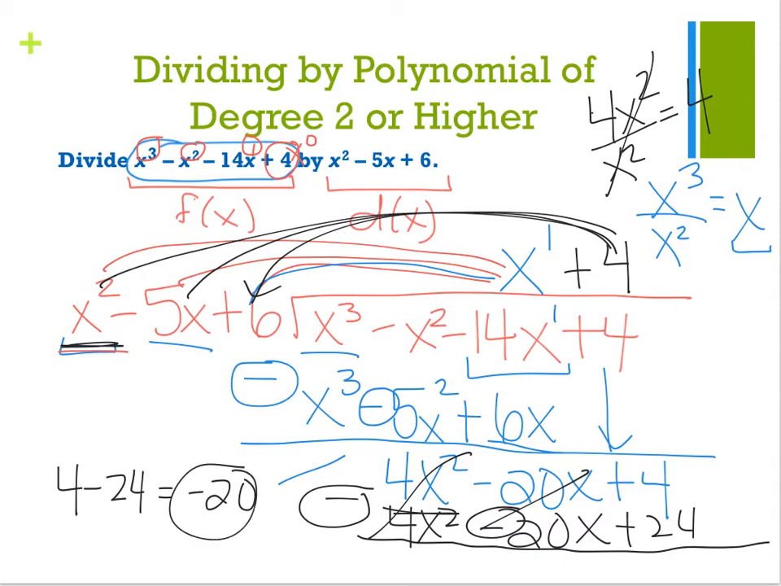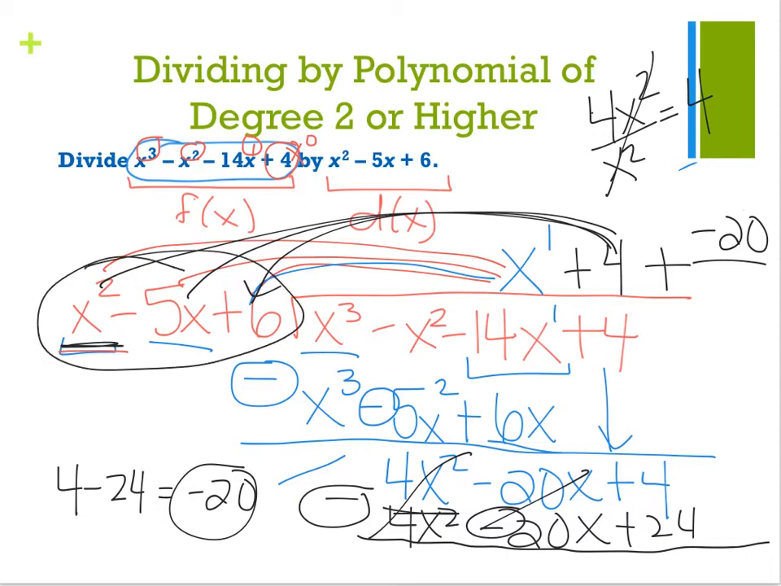And in the end, I'm going to just erase up here some work so I can add my divisor at the end of my quotient. We have a 4 here, and then we're going to add the remainder of negative 20 over, remember the remainder always has to be written over whatever our divisor was. In this case, that's x squared minus 5x plus 6. So we have our quotient here. Our answer is x plus 4 plus a negative 20 over x squared minus 5x plus 6.